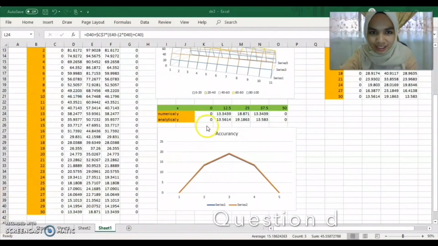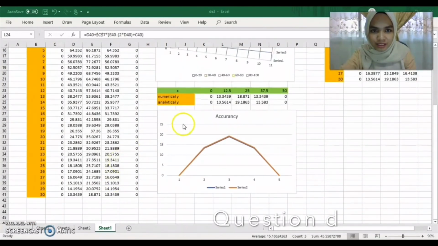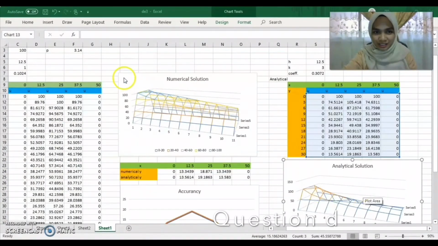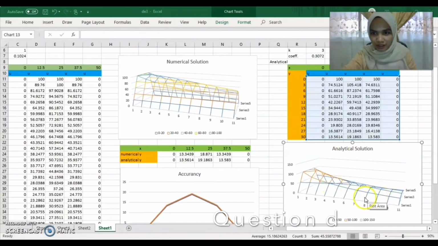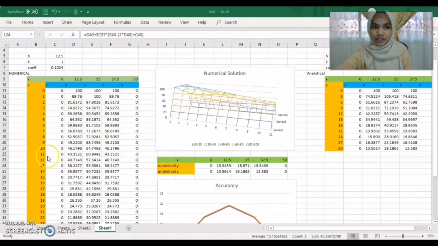Here we can see, now when we reduce the step size, which is I reduce the value of k, the numerical is quite the same as the analytical. We can also see the graph for the numerical solution now compared to before. So the conclusion is that the accuracy of the numerical solution can be as accurate as the analytical by reducing the step size.